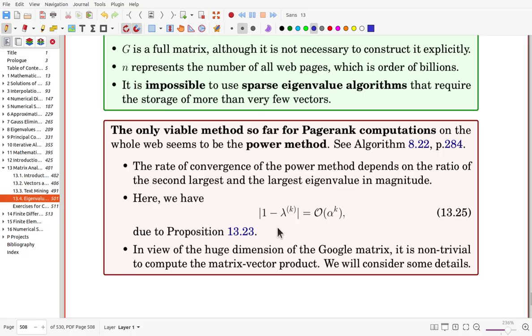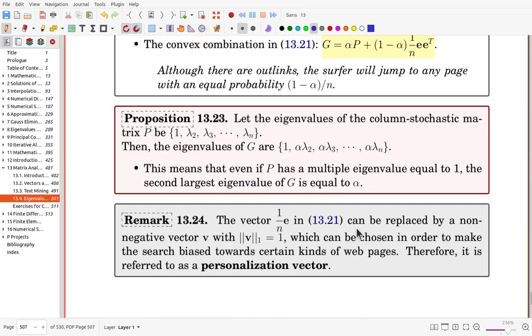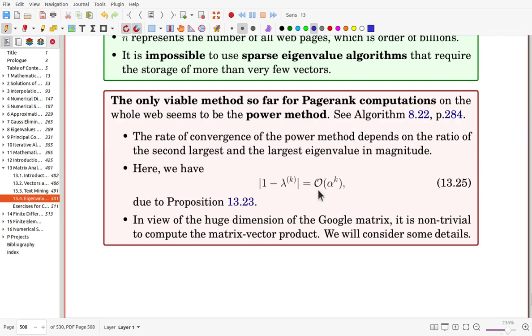So now, during the iteration, after k iterations, the eigenvalue may be approaching 1, but the difference will be of the order of alpha to the k. Let's go back to this proposition. Here, the largest eigenvalue is 1 for the Google matrix, and the second largest is alpha lambda 2. So the maximum possible value will be alpha. So the solution we write down in this way.